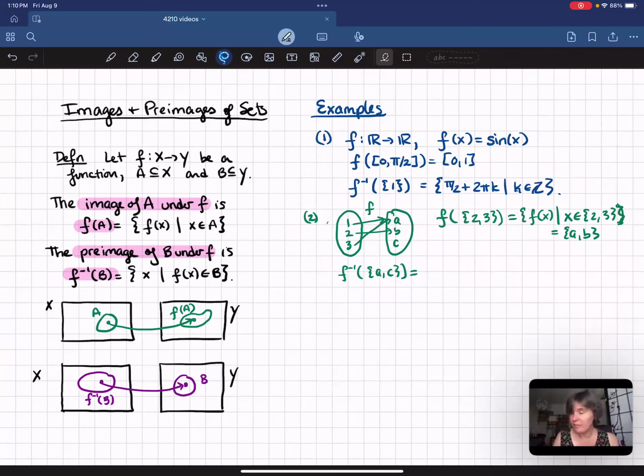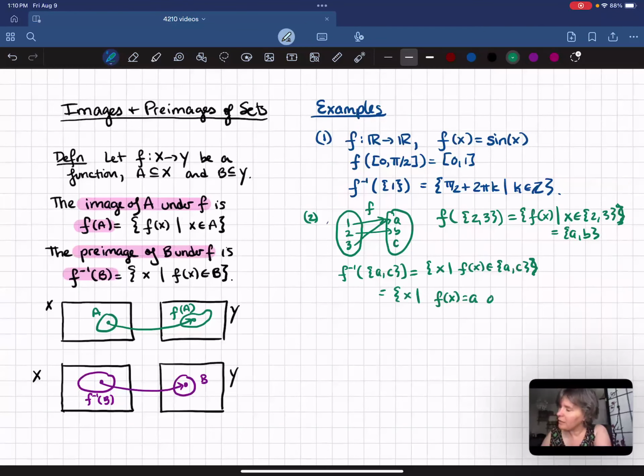Next, f inverse of {a, c}. Using the definition of preimage, this is the set of all x such that f of x is an element of {a, c}. That is the definition. So that is the set of all x such that f of x equals a or f of x equals c. So it's all the inputs whose outputs are either a or c. So which inputs give me a as an output? 1 and 3. Now, which inputs give me c as an output?